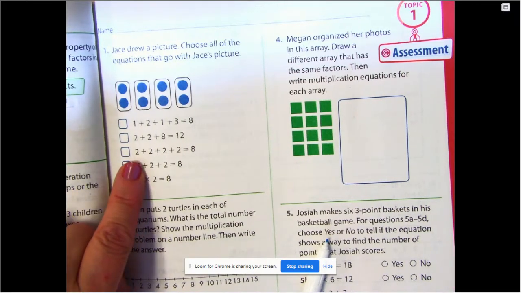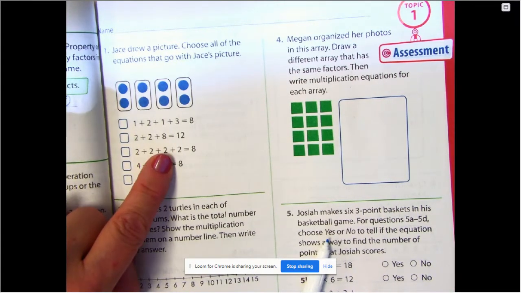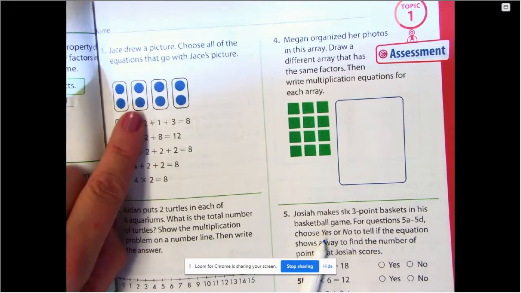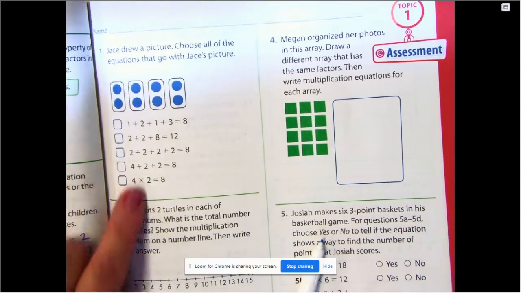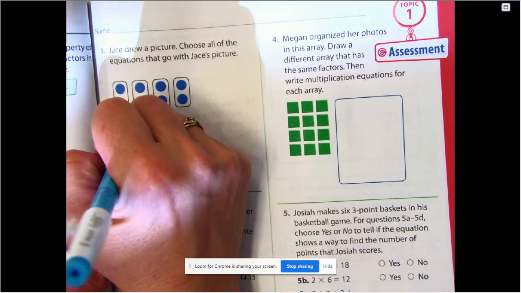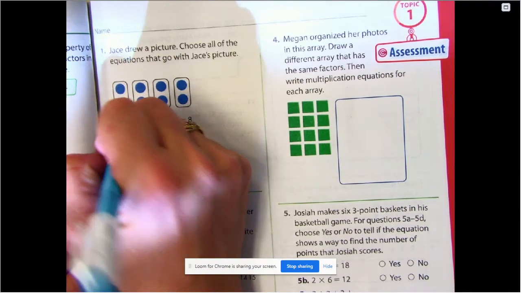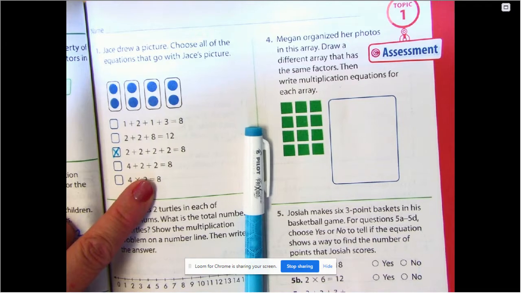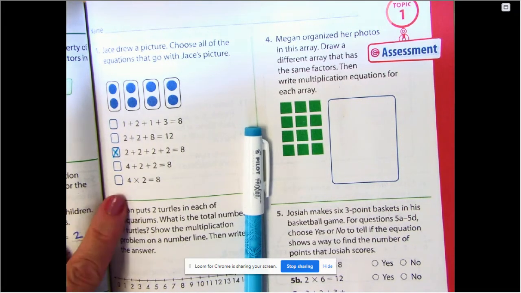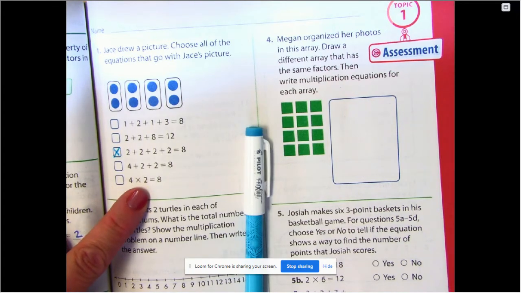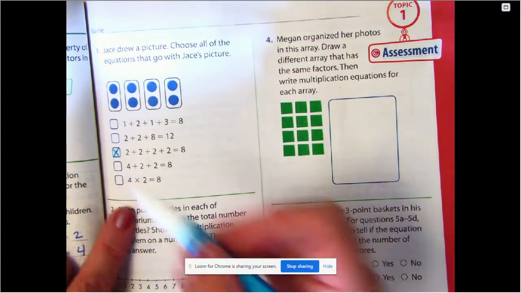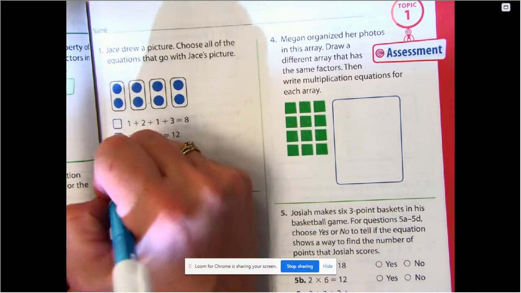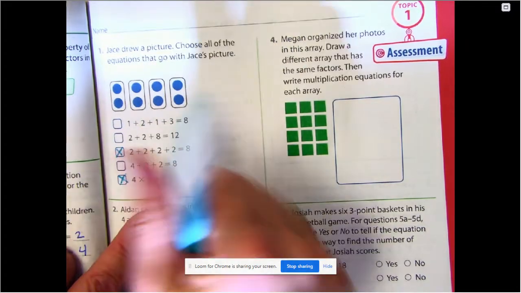How about 2 plus 2 plus 2 plus 2 equals 8? We have 2, 2, 2, and 2. That looks right. Can mark that one. How about 4 plus 2 plus 2 equals 8? That doesn't quite work either, does it? Because they're not equal groups. 4 groups of 2 equal 8. Does that look right? There's 4 groups of 2. That one's correct.